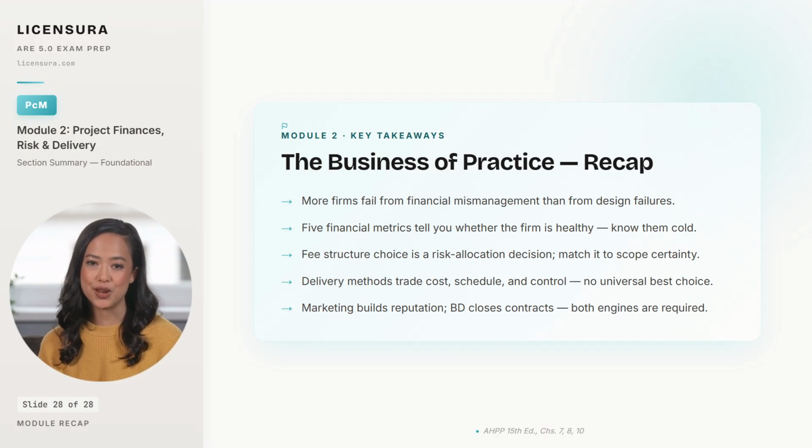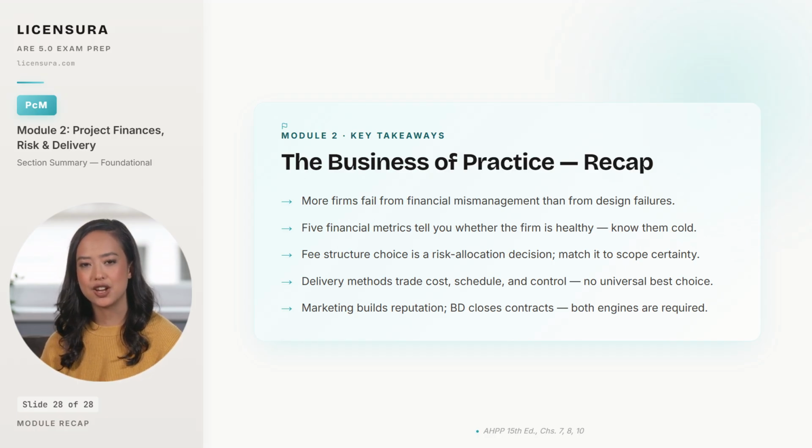First, more firms fail from financial mismanagement than from design failures, and the licensing exam tests this material heavily because financial failure becomes public harm. Second, 5 financial metrics: net multiplier, overhead rate, break-even multiplier, utilization, and current ratio tell you whether the firm is healthy, and a principal who does not know them cold is flying blind.